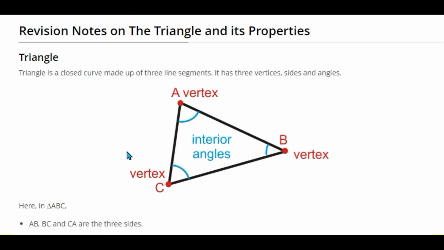Tri means 3. Tricycle. Okay. So here we can see that it contains 3 vertices, as you can see here. These points are known as vertex A, B, C. Are you able to see these points? So what is the meaning of this point? Why is it known as a vertex? A vertex is the point where two lines meet.